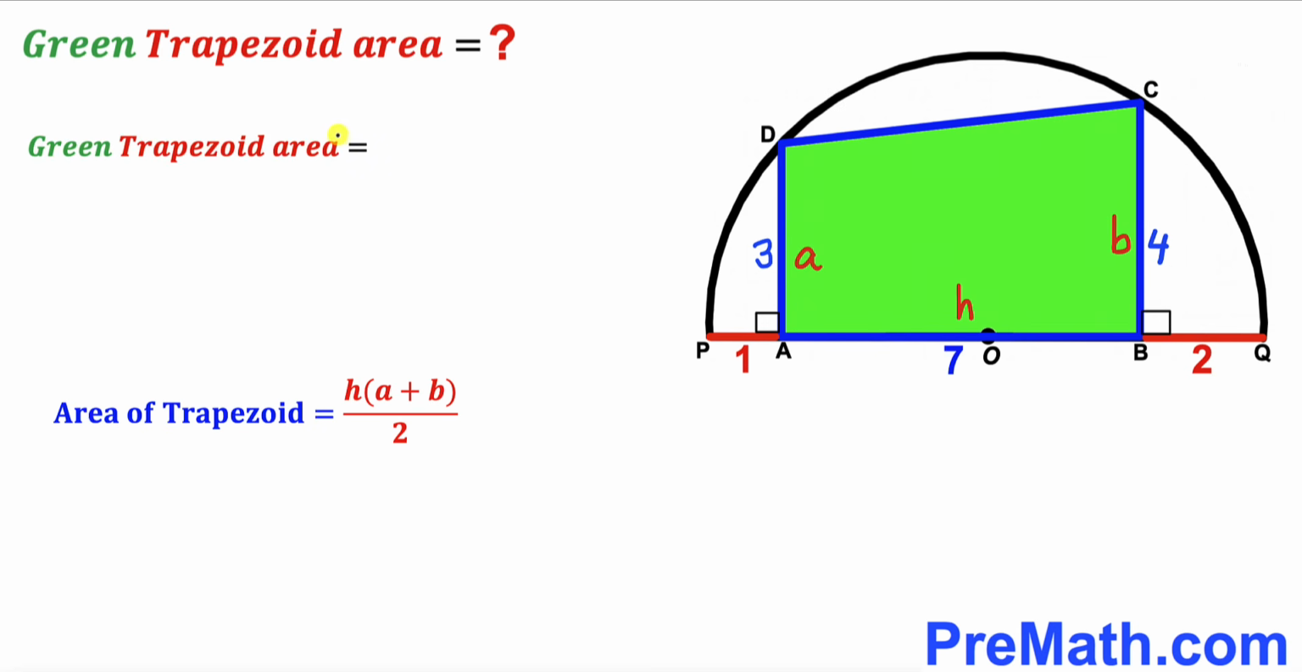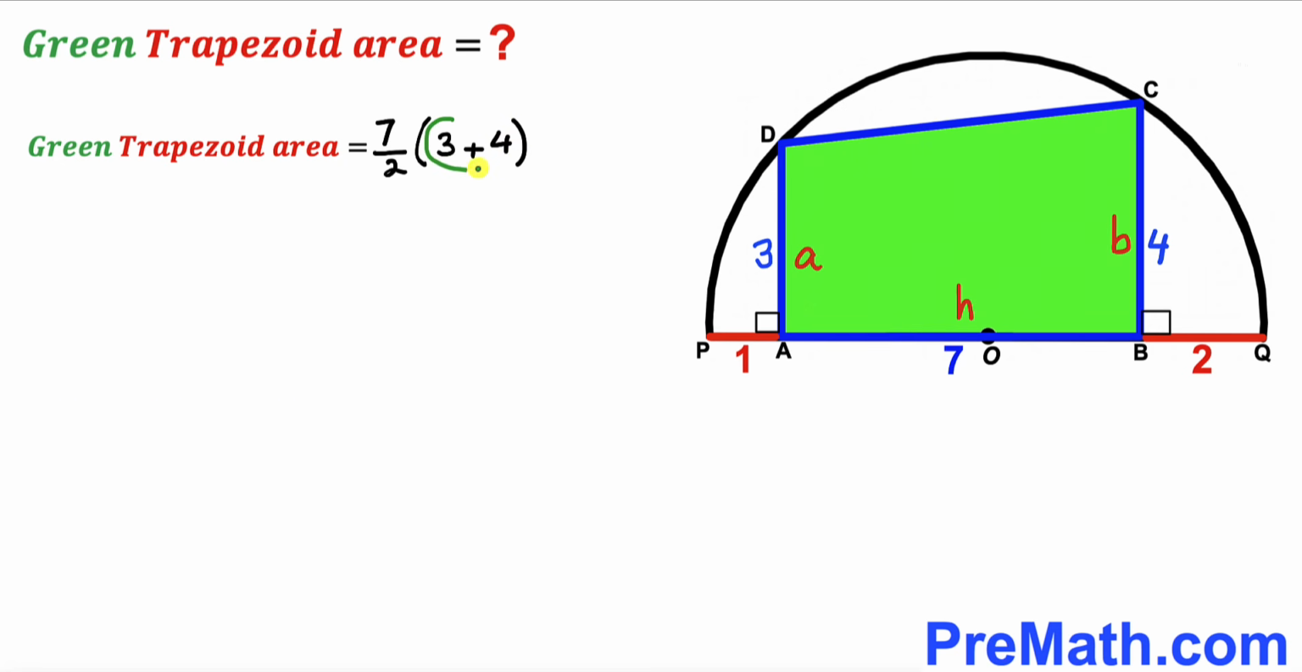So our green shaded trapezoid area is going to be our height h value 7 divided by 2 times base a which is 3 plus base b which is 4. Now we can see 3 plus 4 is going to give us 7. So we can write 7 divided by 2 times 7, and that is going to give us 49 divided by 2, which is equal to 24.5 square units, the area of this green shaded trapezoid ABCD.